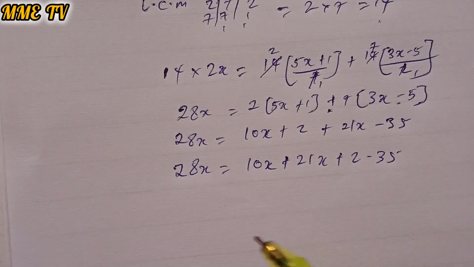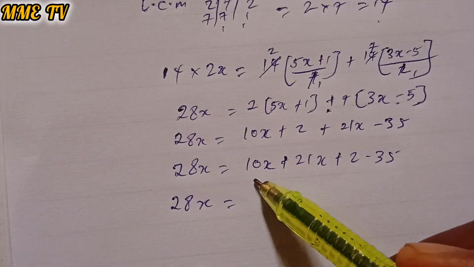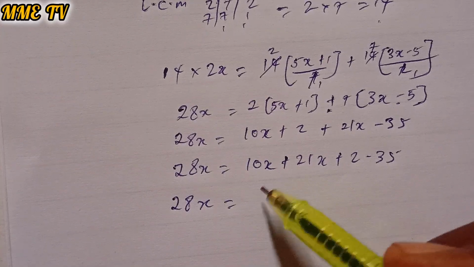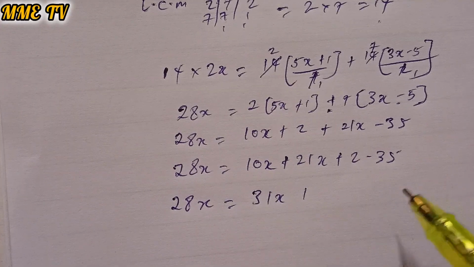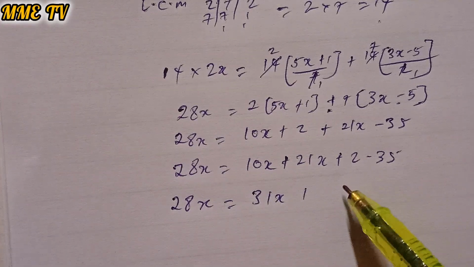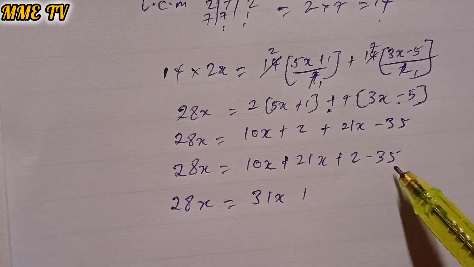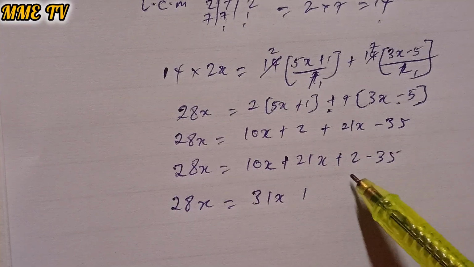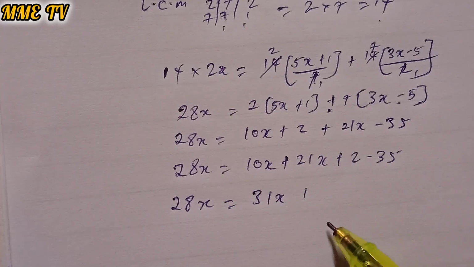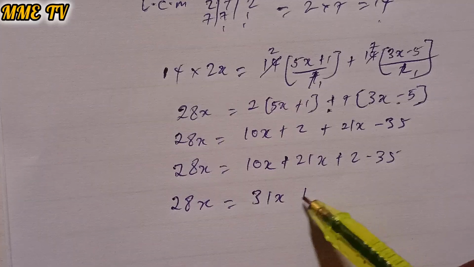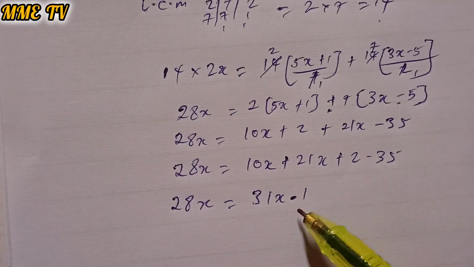I hope this is clear. Then here you say 28x is equal to 10x plus 21x, which is going to give 31x. Now you are going to understand this more clearly. This is plus 2 minus 35. If a positive should meet a negative, the answer which you have will be a negative. It will be a negative.